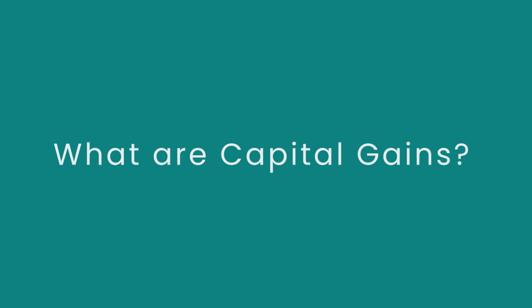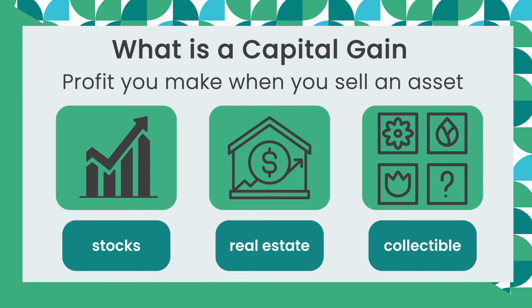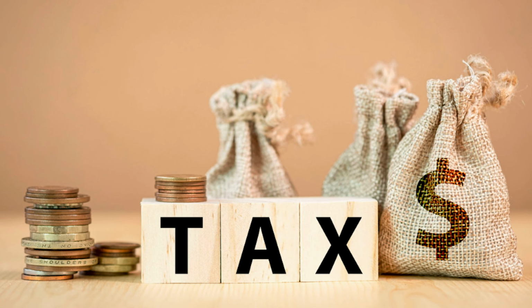Now, what exactly are capital gains? In simple terms, it's the profit you make when you sell an asset such as stocks, real estate, or even collectibles, for more than what you initially paid for it. While it sounds exciting, it can come with a tax bill.